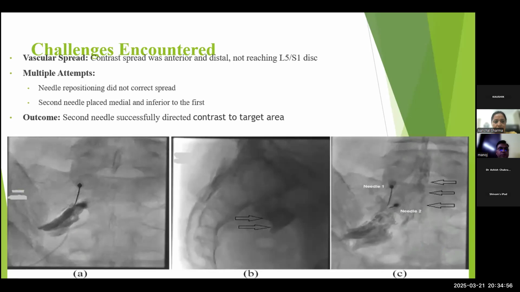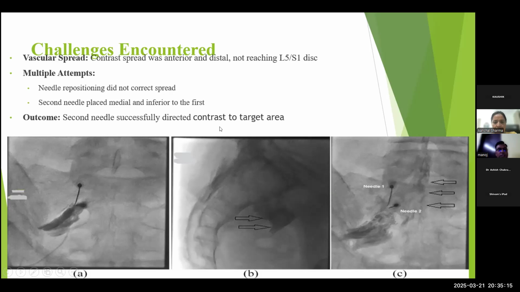So then the X-ray was taken after giving the contrast. In A and B X-ray views, you can see the contrast is not going to the L5-S1 disc level, which was our desired site, and the contrast is going anteriorly and posteriorly, but not going into the S1 canal.